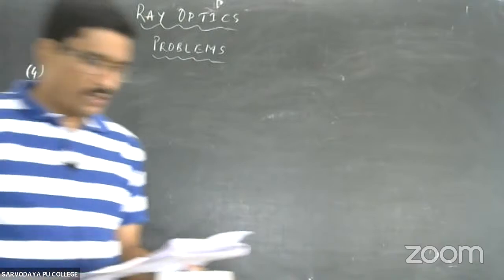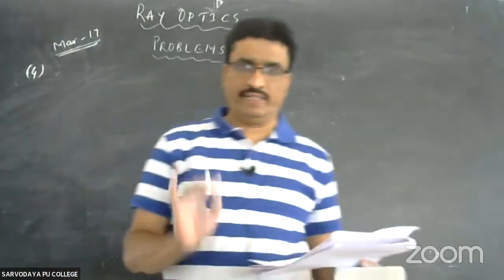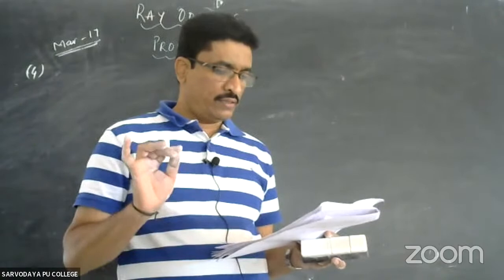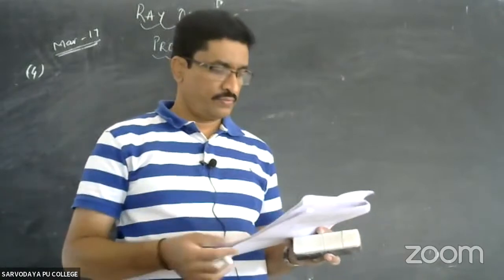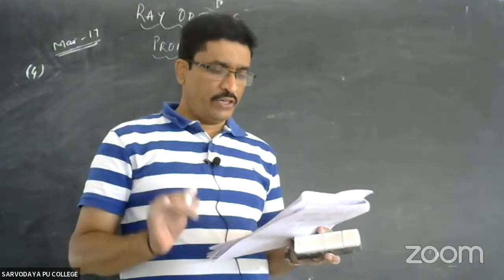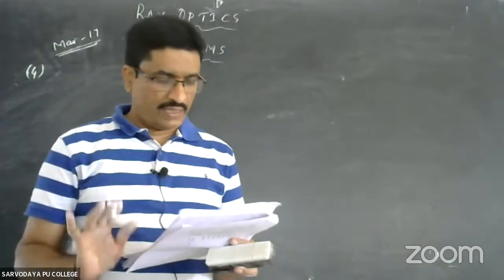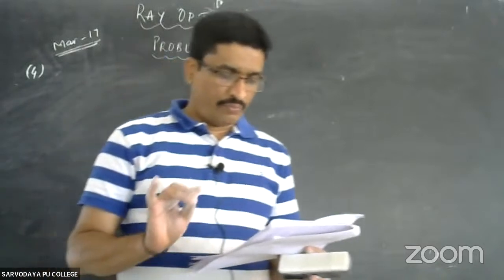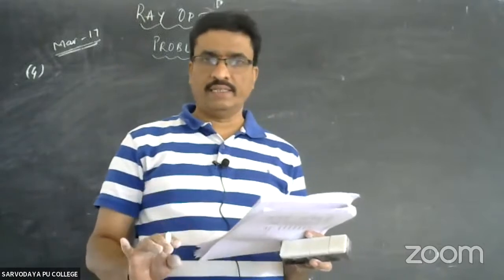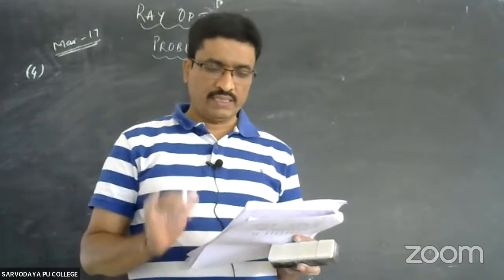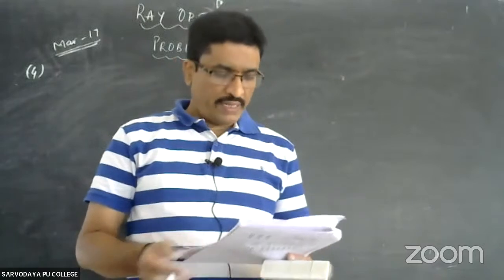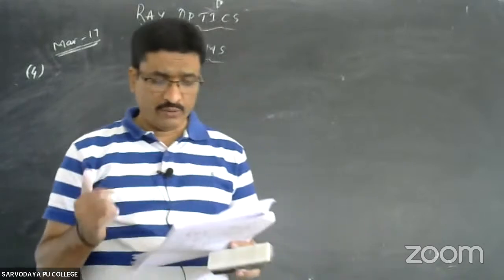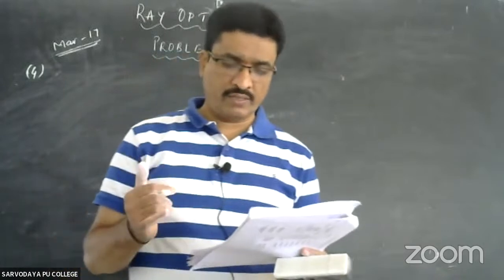A prism is made of glass of unknown refractive index. A parallel beam of light is incident on a face of the prism. The angle of minimum deviation is measured to be 40 degrees. What is the refractive index of the material of the prism? The refracting angle of the prism is 60 degree, that is, angle of the prism is 60 degree. If the prism is placed in water of refractive index 1.33, predict the new angle of minimum deviation.